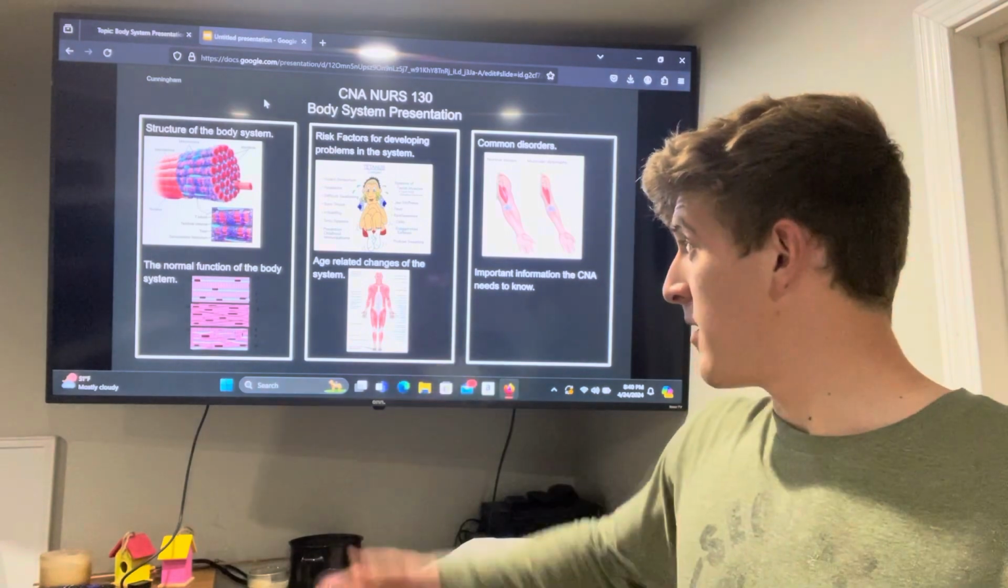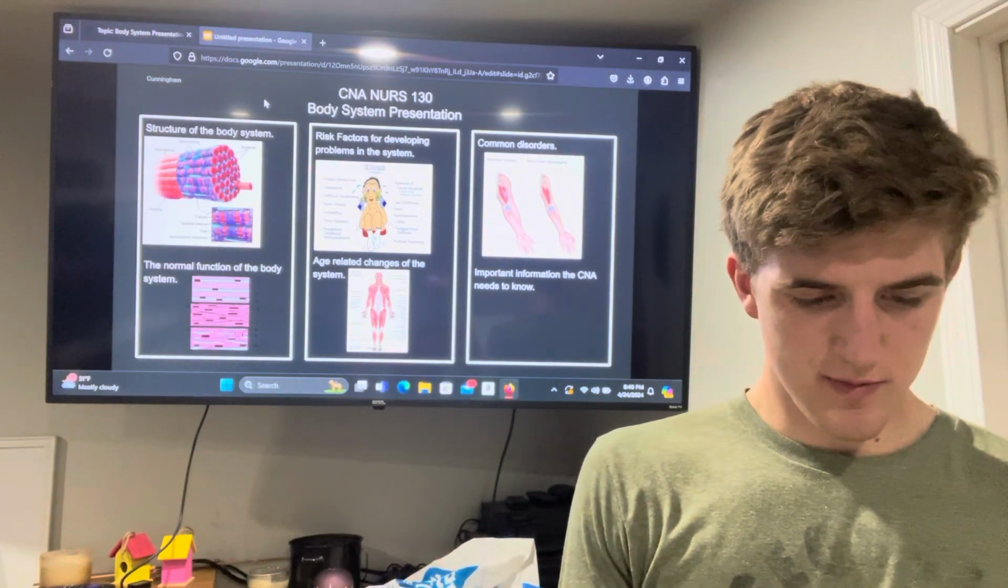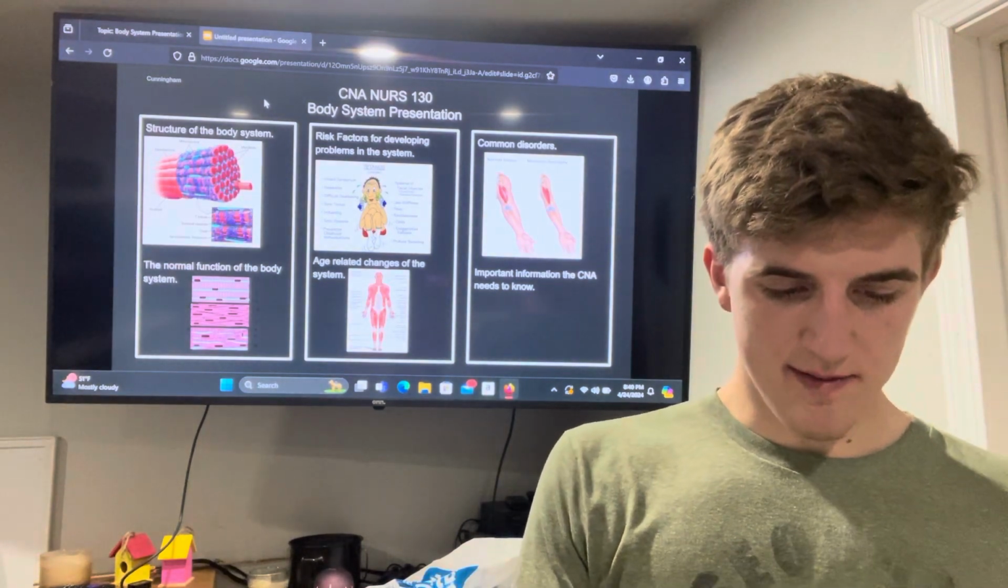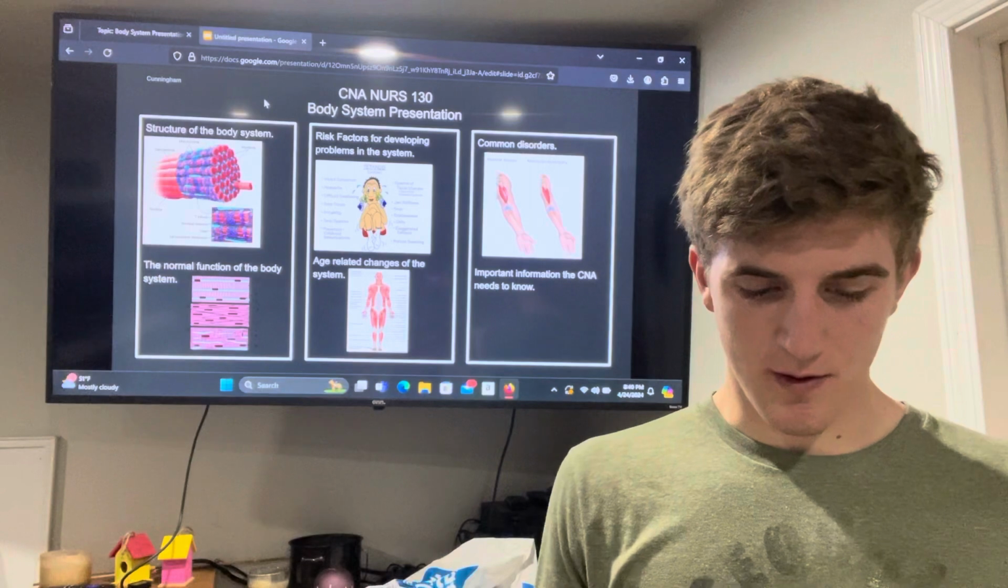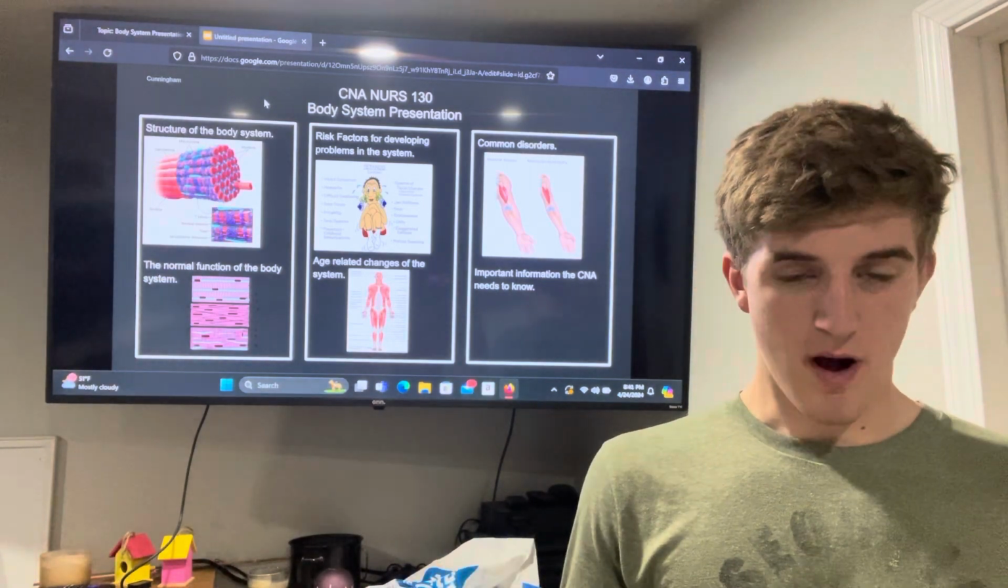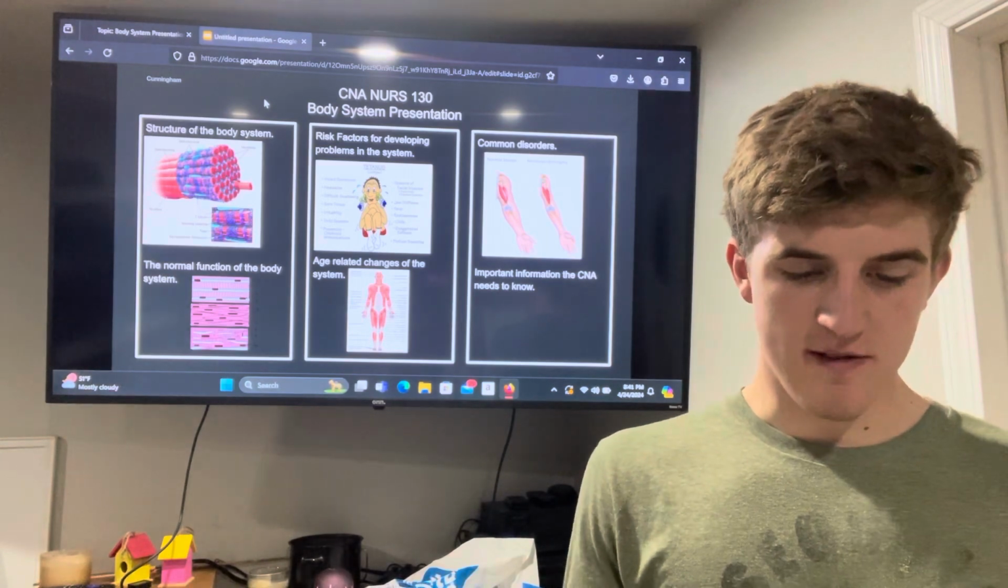The normal function of our body system. Each of these muscles have their own distinct job, but as a collective whole, these muscles provide strength, balance, posture, movement, and heat for the body to keep warm.